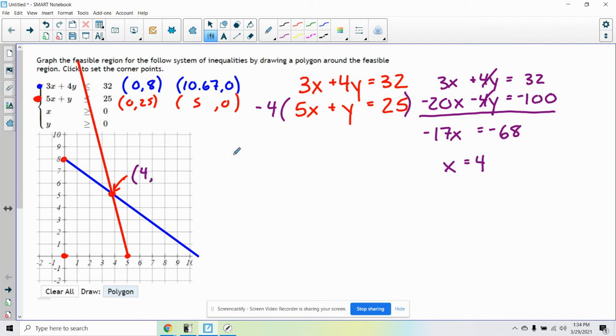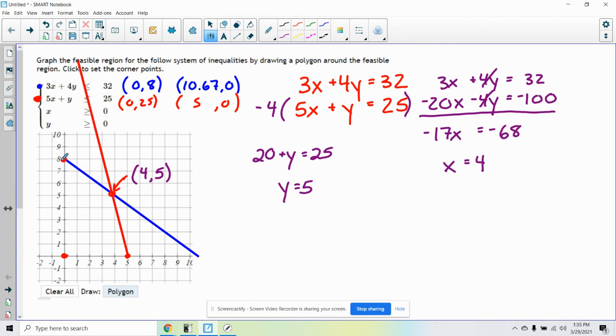So now I want to find the y value. Plug 4 back into either equation. I'll plug it into the second one. 5 times 4 is 20 plus y equals 25. Oh, wow, my graph is really good. I get y equals 5. So this coordinate here is 4, 5. It was almost spot on.